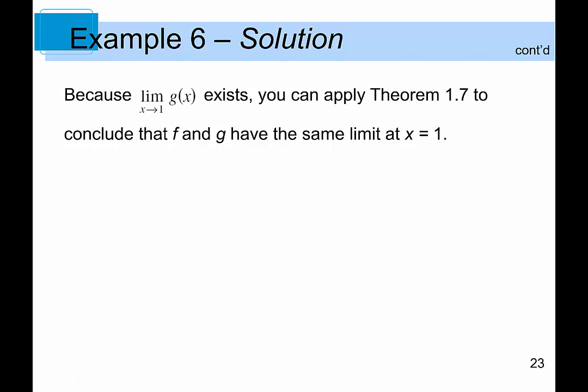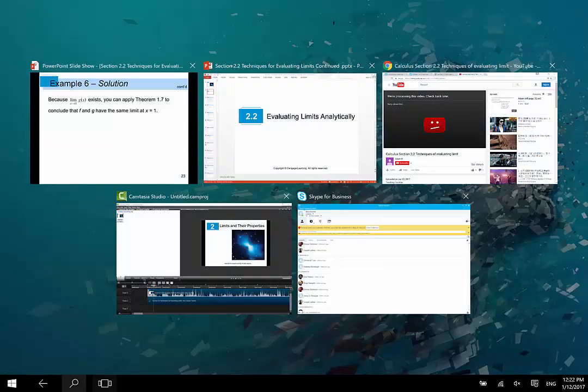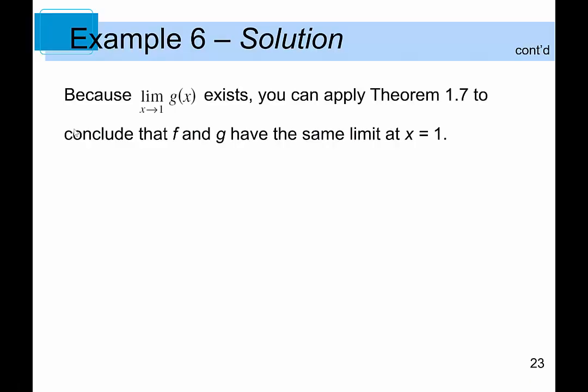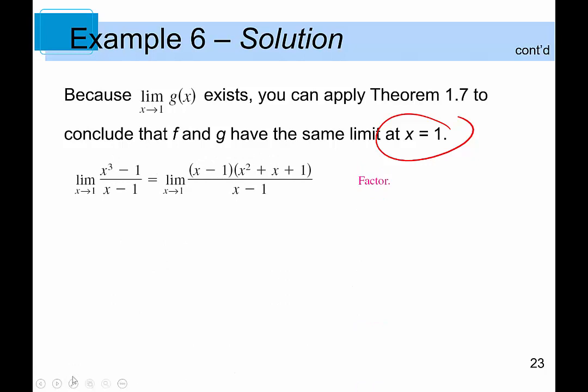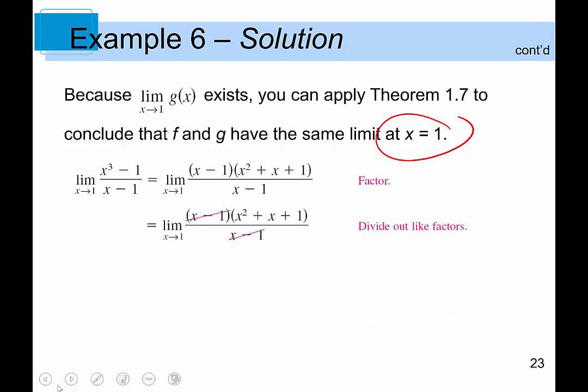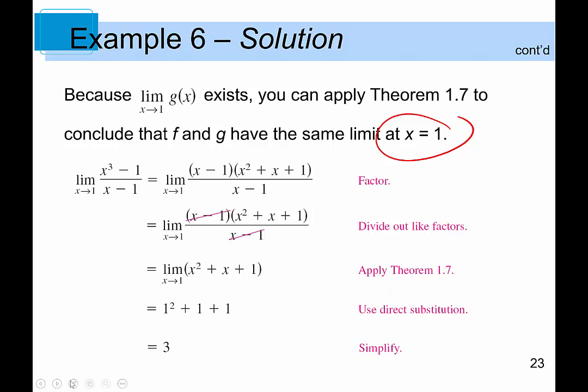Because the limit as x approaches 1 for g of x exists, you can apply theorem 1.7 to conclude that f and g have the same limit at x equals 1. That's a conclusion from the previous example. So factor the numerator, then divide out like factors, cancel like terms on both top and bottom. Then apply direct substitution, then we get the answer. Okay. So that's how we end up with 3 as the final answer.